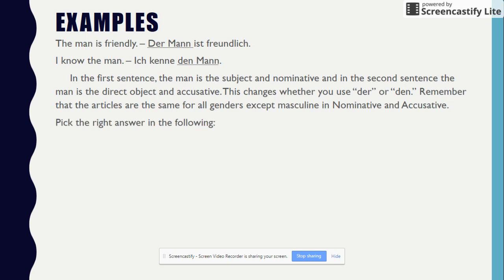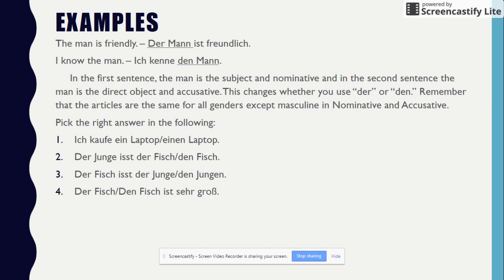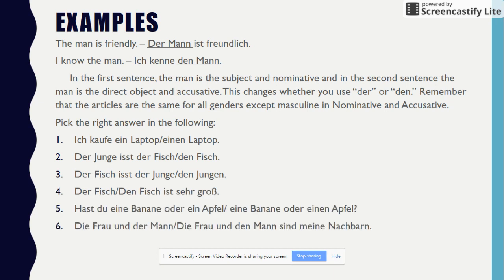So in the following examples, pick the right answer. I will display them all for you here, and I would like you to pause the video to choose which one is correct in each example. For example, number 1 is Ich kaufe ein Laptop or Ich kaufe einen Laptop. It's up to you. So pause the video and then we will go over the examples.